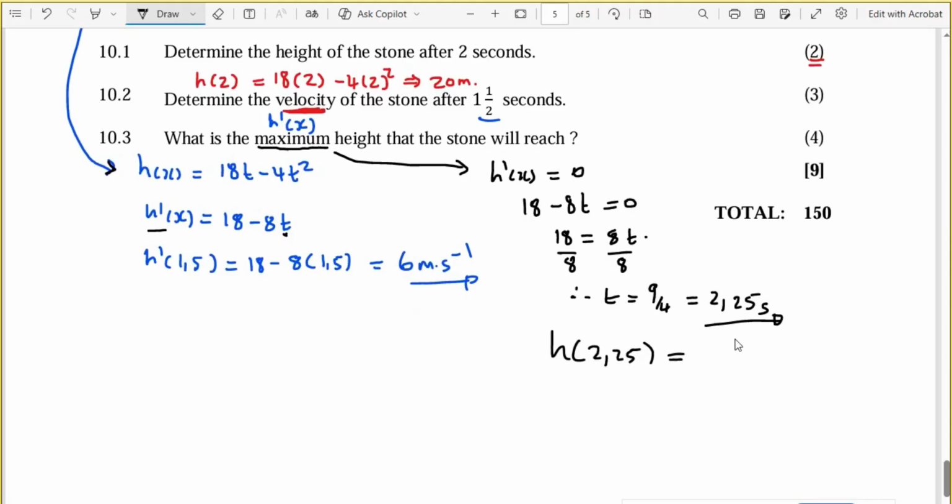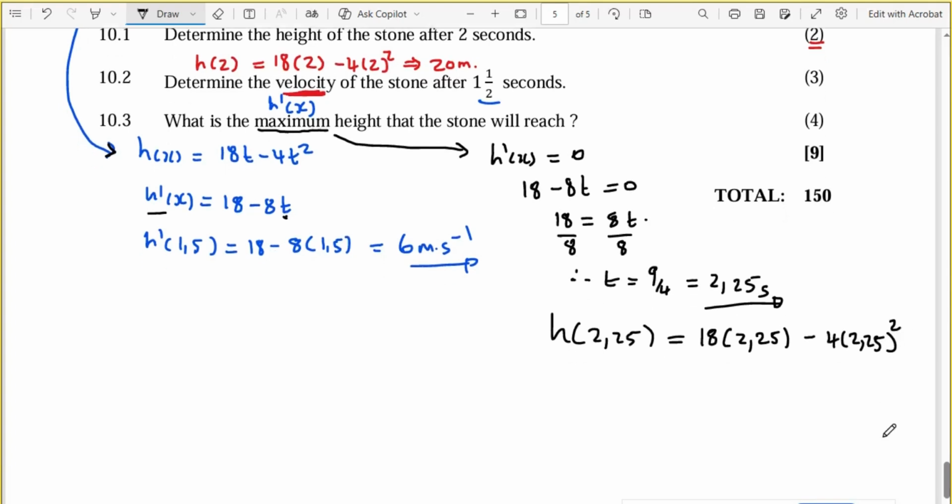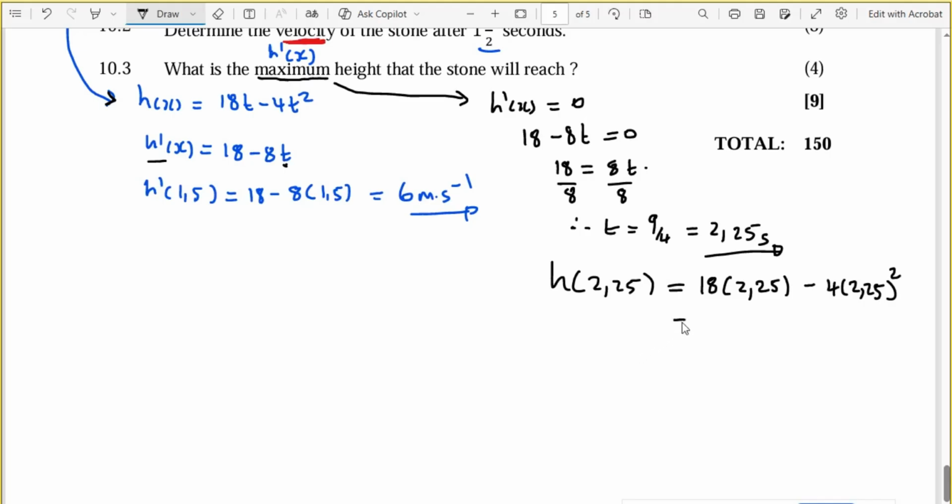These are one of the easiest questions. I'll explain when they are easy and when they are hard. Okay, so we're now going to substitute this 9 over 4. And what is the height? Minus 4 times 9 over 4 squared. The height is 81 over 4. In decimal form, it's 20.25 meters. That's the height.